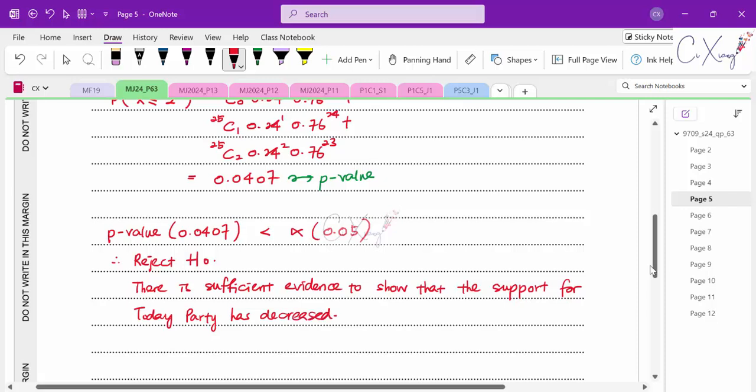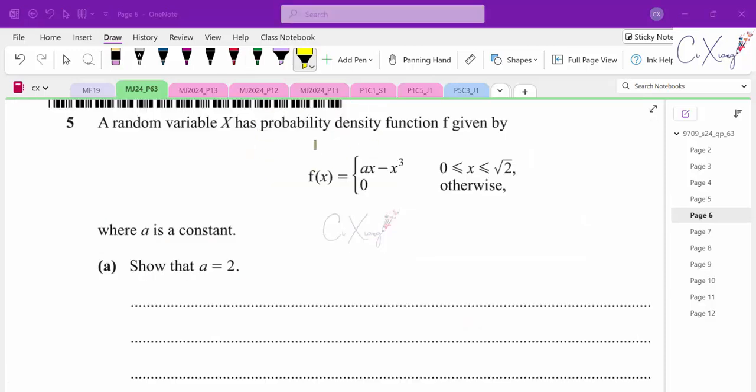So this is how we solve question number 5. There's a random variable x with this probability density function, and the domain given will be x from 0 until root 2. So this is a function f(x). They want us to show that a equals 2.